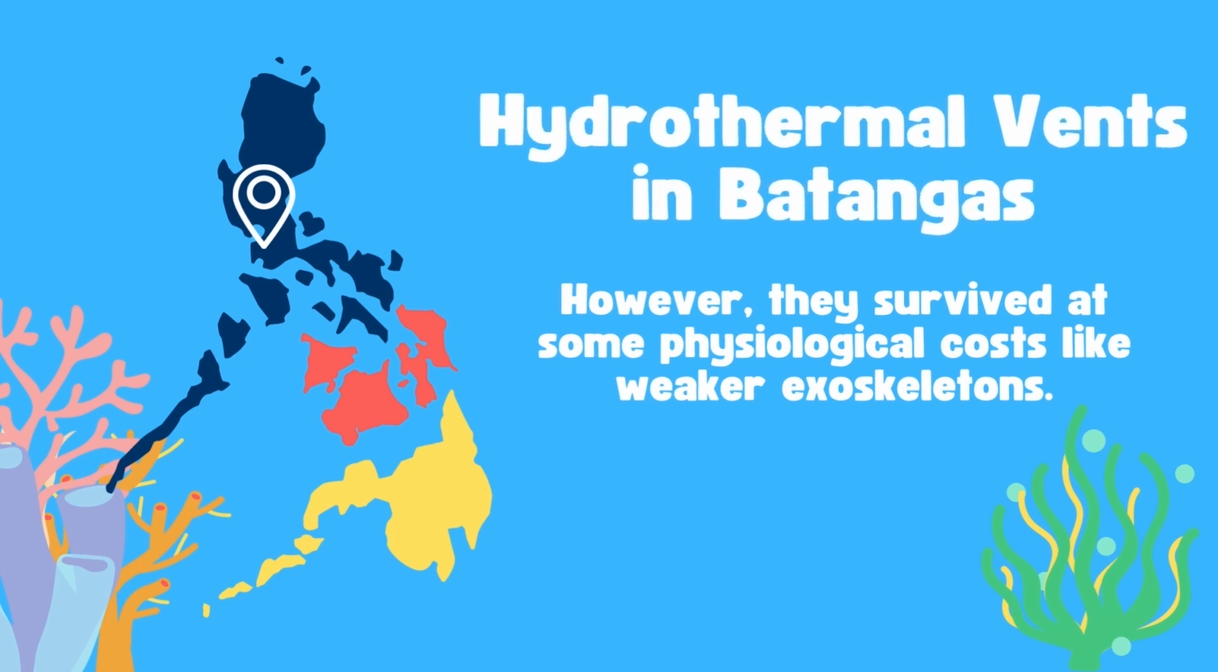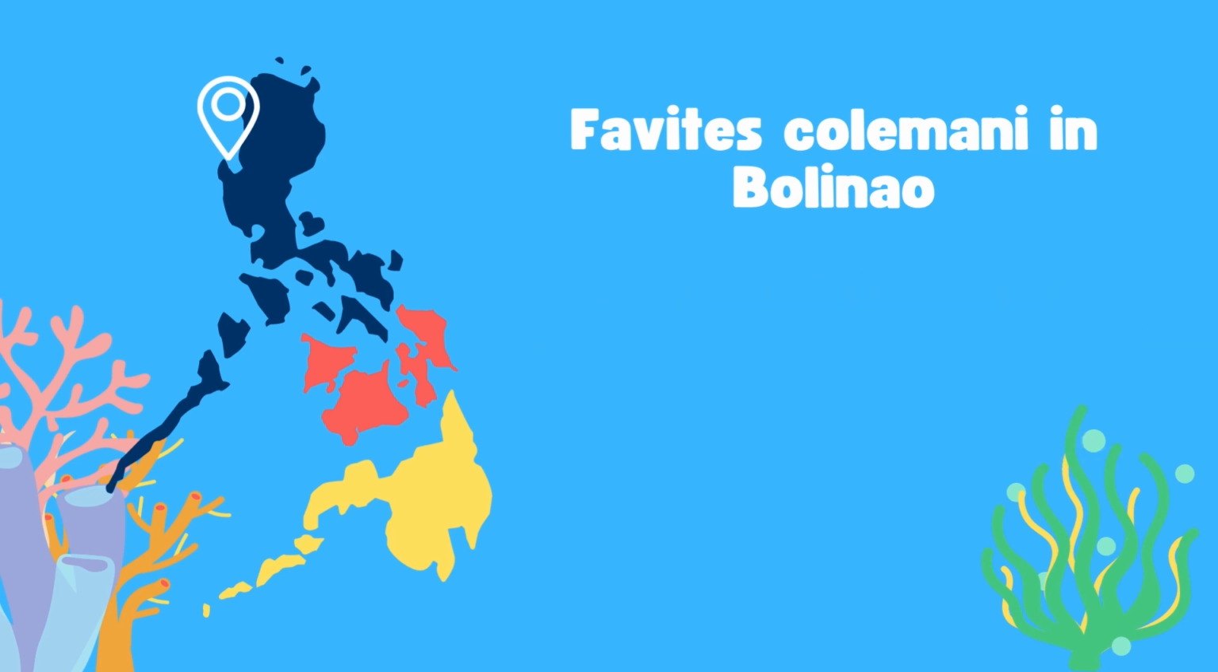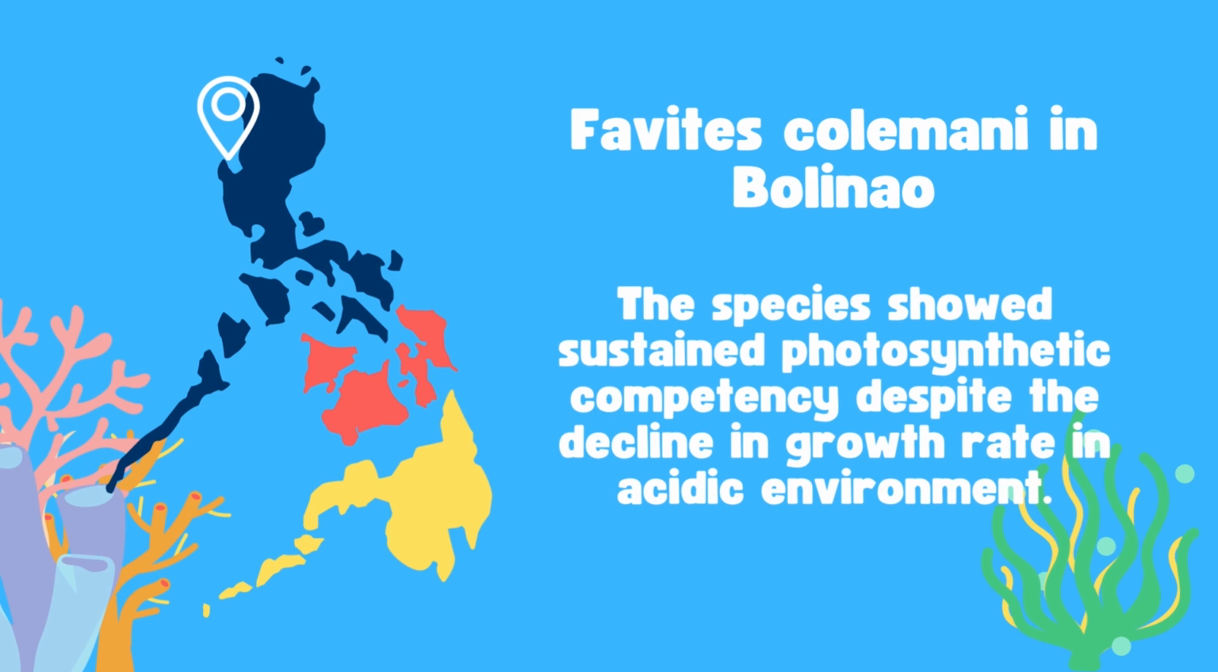Not all hope is lost though. In 2021, Favites colemani, a common reef-building coral species from Bolinao, was placed in near-future conditions. That is, if global warming and ocean acidification continue to develop rapidly, and showed sustained photosynthetic competency despite the decline in growth rate. Though it experienced lower growth rates, it would definitely still survive.